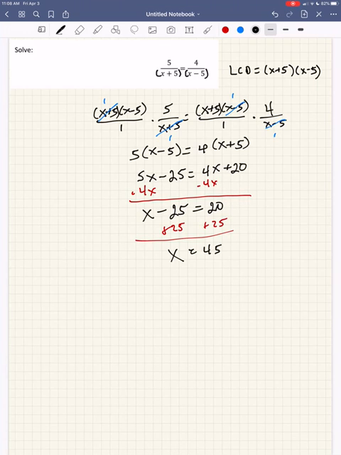We do need to check to make sure that this doesn't make any denominator equal to 0. But if I plug 45 into the first denominator, 45 plus 5 is 50, that's not 0. And the second denominator, 45 minus 5, is not 0. So, assuming I haven't made any mistakes, my solution would be x equals 45.